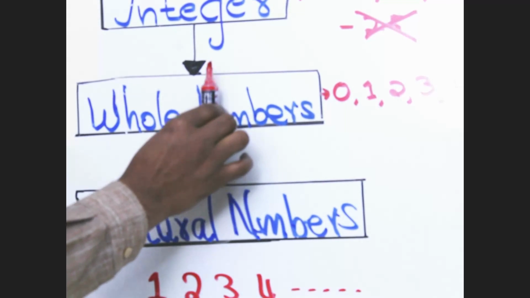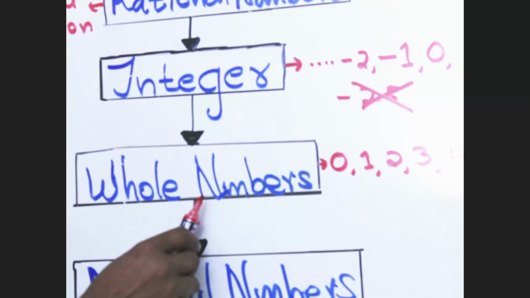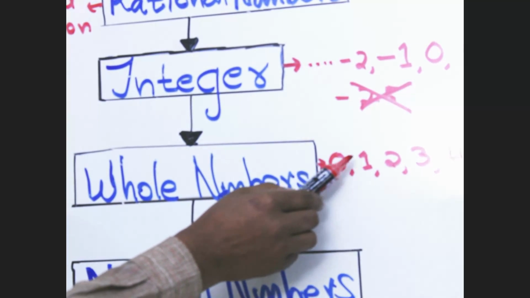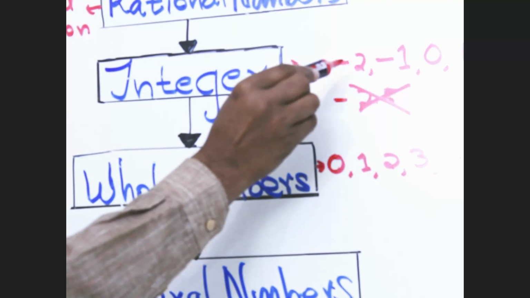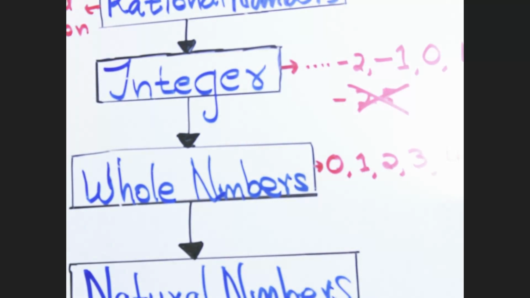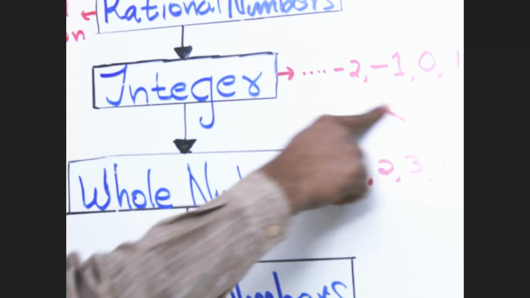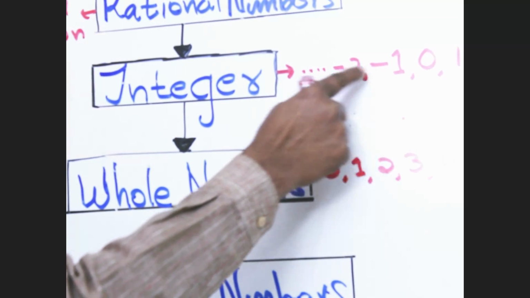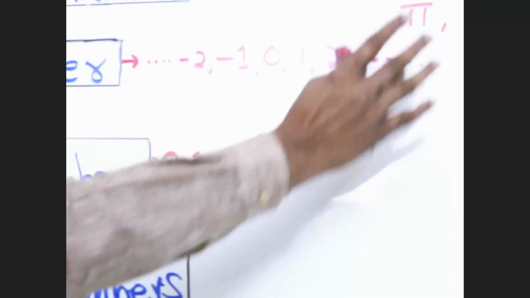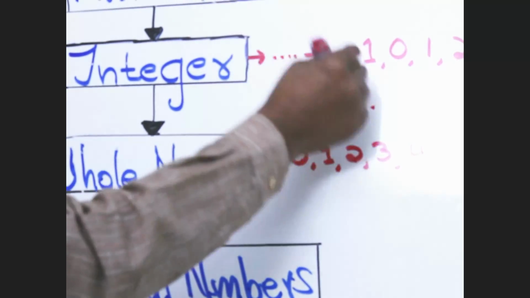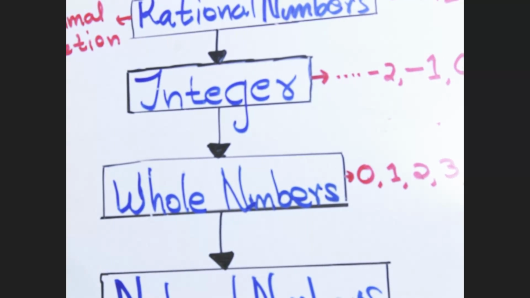Again, going back to integers. What is the difference between integers and whole numbers? Whole numbers 0, 1, 2, 3, all those numbers are also included in integers, plus the minus numbers are also included in the integers. For example: minus 2, minus 1, 0, 1, 2, 3, and so on. So all the minus numbers, plus numbers and 0 are included in this category.